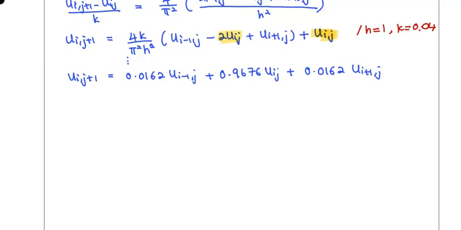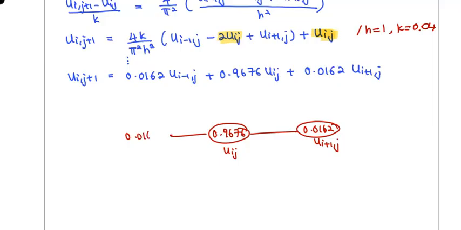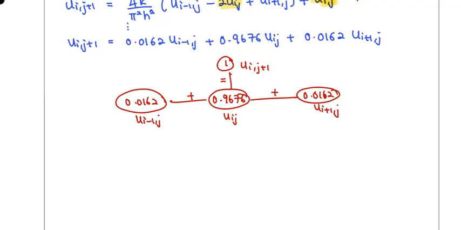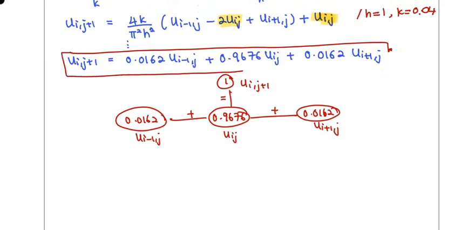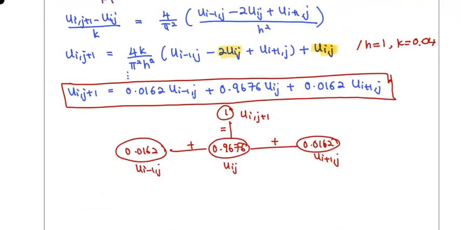which can be represented as the molecule diagram. The coefficient 0.9676 is for u i,j, and on the right it should be 0.0162, the coefficient for the u i+1,j, and on the left you have 0.0162 as the coefficient to the u i-1,j, and at the top you have 1, which is the coefficient of u i,j+1. So the equation is u i,j+1 equals the coefficients times u i-1,j plus u i,j plus u i+1,j. That is the computational molecule corresponding to the equation that you can see here. So this is the equation that you will be referring to later. Okay, that is step number 3.